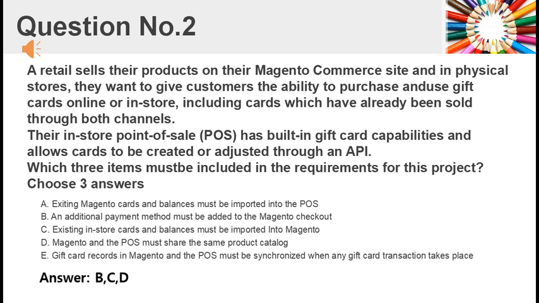Choose 3 answers. A. Existing Magento cards and balances must be imported into the POS. B. An additional payment method must be added to the Magento checkout. C. Existing in-store cards and balances must be imported into Magento. D. Magento and the POS must share the same product catalog. E. Gift card records in Magento and the POS must be synchronized when any gift card transaction takes place. Answer, B, C, D.